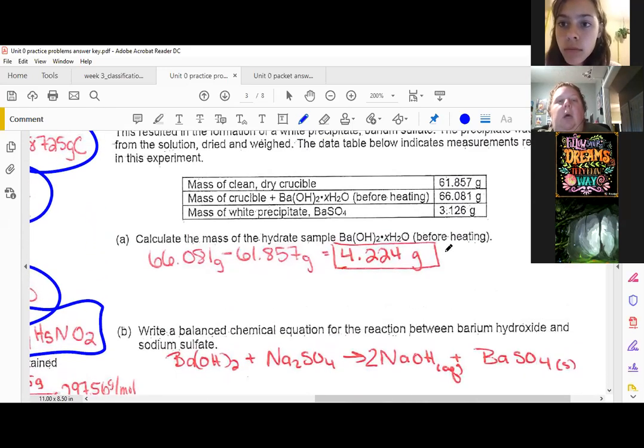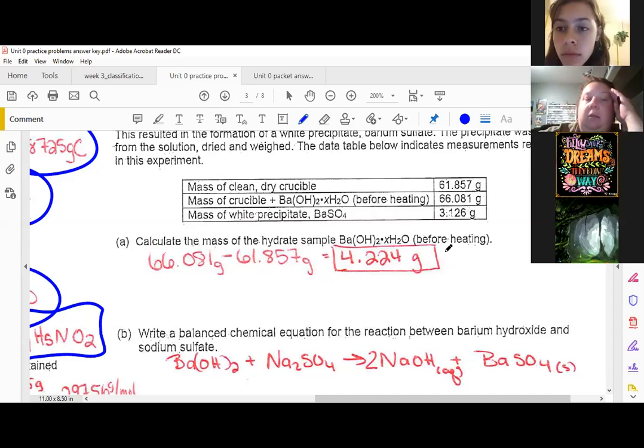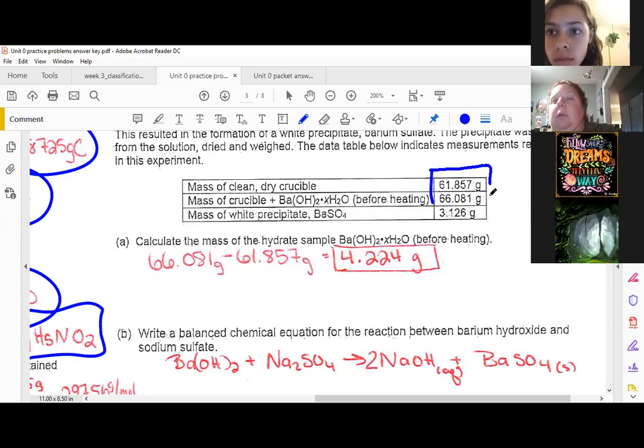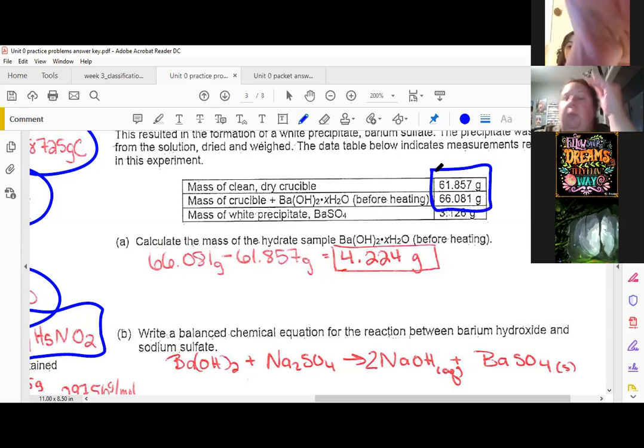Okay. So part A says calculate the mass of the hydrate sample that was there before heating. So again, what we need to do is subtract away the mass of that crucible to find out just how much barium hydroxide hydrate there was. So if we do that, we get 4.224 grams.